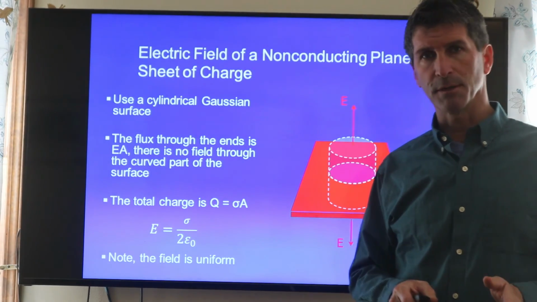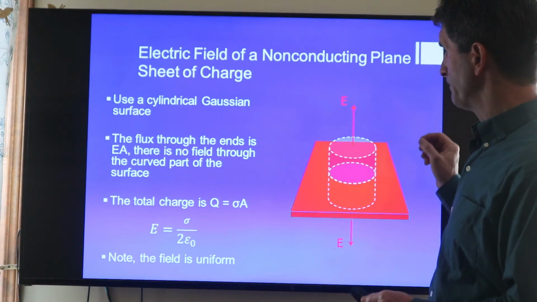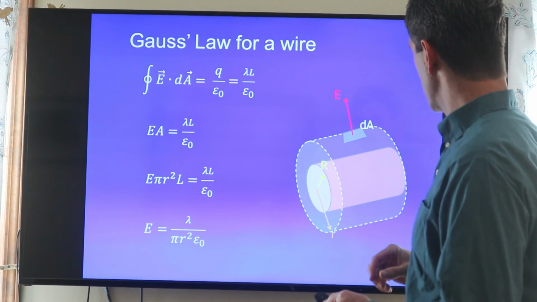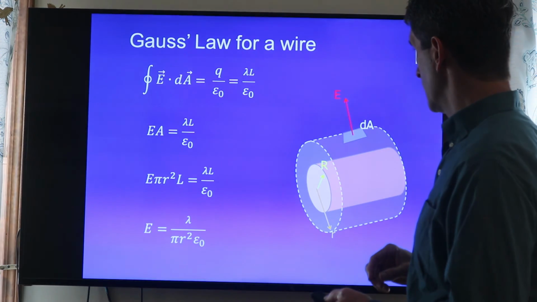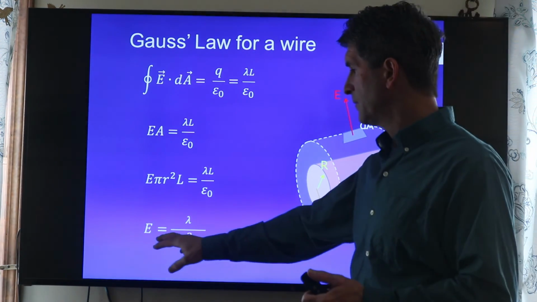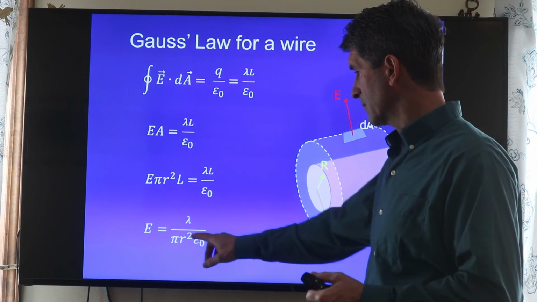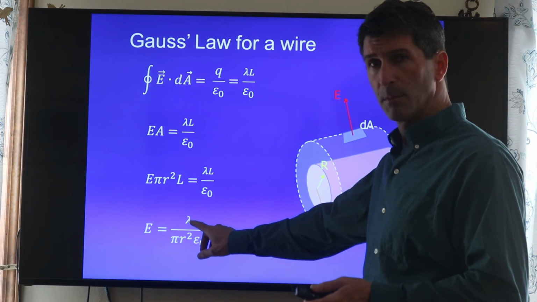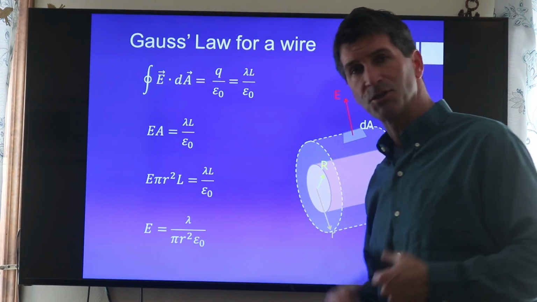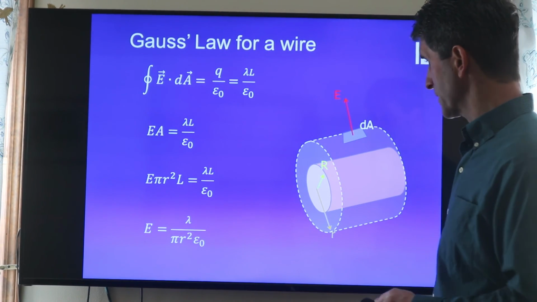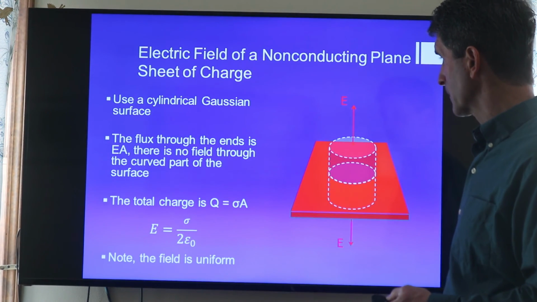Here's a really interesting result. Let's go back to this for just a second. Again, you do notice right here that it goes by 1 over r squared, but also goes by how much charge we have per unit length. So that's really important to note.